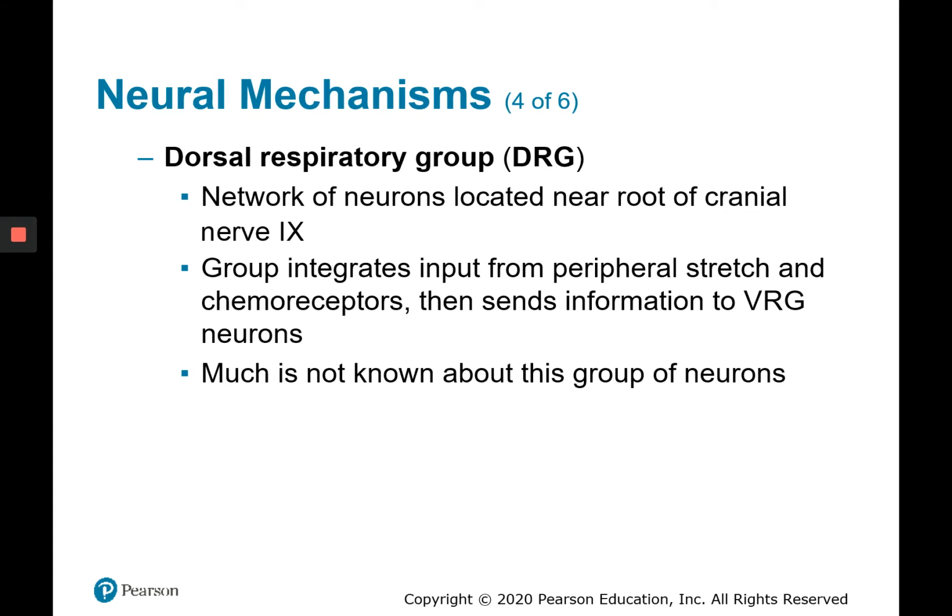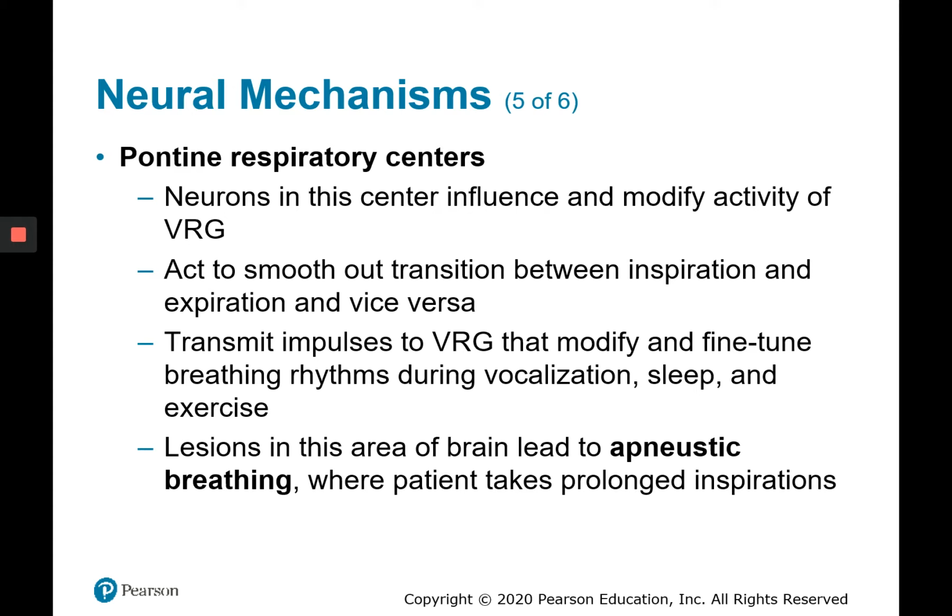The pontine respiratory centers are located in the pons of the brainstem above the VRG and DRG, but we know the pontine respiratory center communicates with the VRG in order to smooth out the transitions between inspiration and expiration, especially when information is being transmitted to the inspiratory muscles during speaking, sleeping, or exercise.